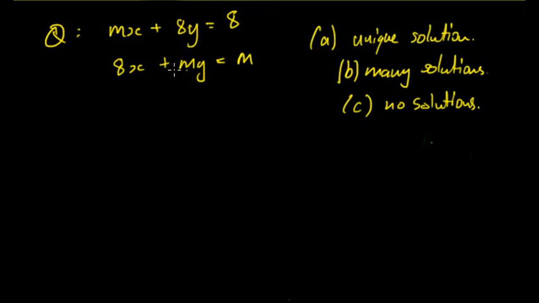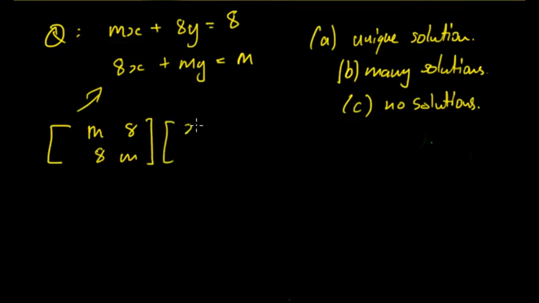So going on to another example, here we have the simultaneous equations mx plus 8y is equal to 8, then 8x plus my is equal to m. So we're going to look for unique solution, many solutions, and no solutions. So firstly, set this up as a matrix: m, 8, 8, m, times x, y is equal to 8, m.